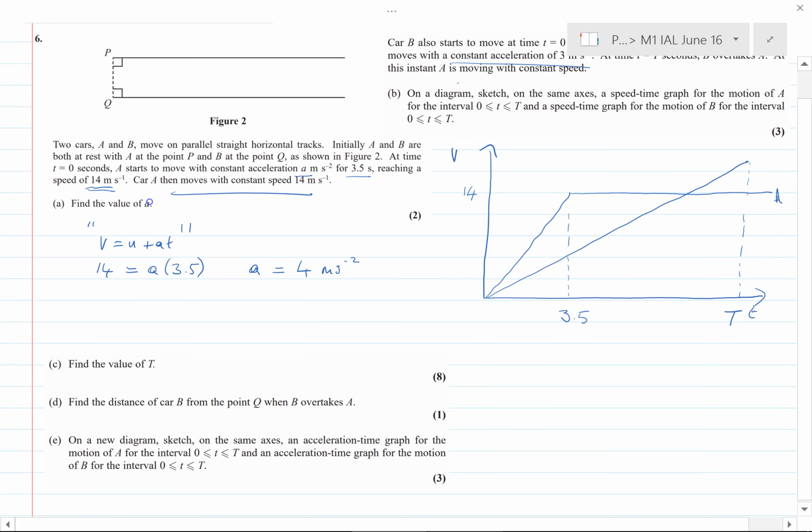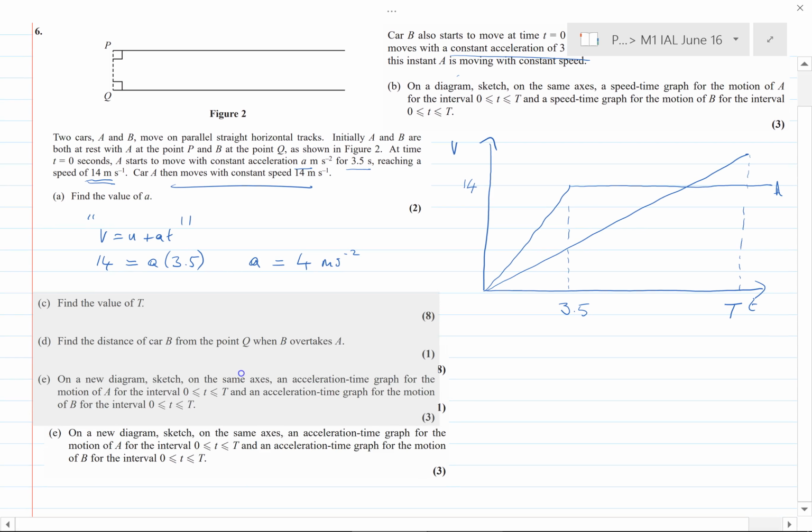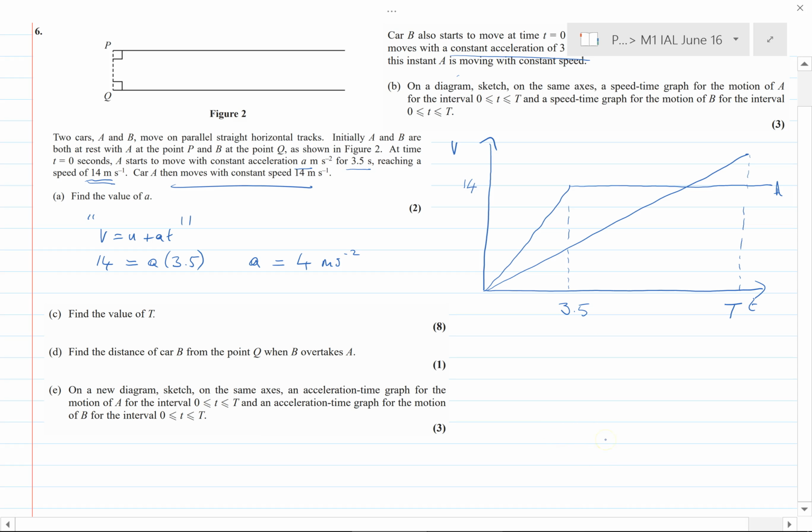Now the next part, 8 marks for it, was setting up an equation. Looking at the situation, we're going to need the speed that B ends up at. It will be equal to 3t, because it's accelerating at 3 meters per second squared, so the gradient has to be 3, so 3t divided by t is 3. So that's the first thing.